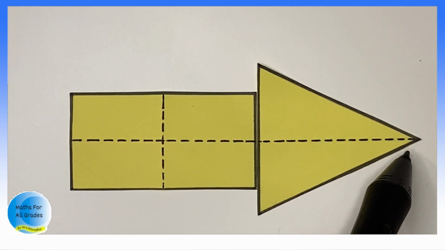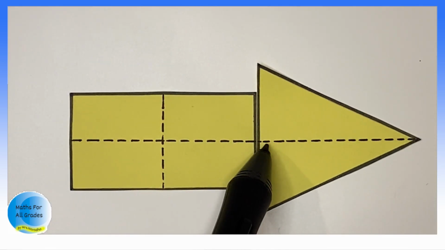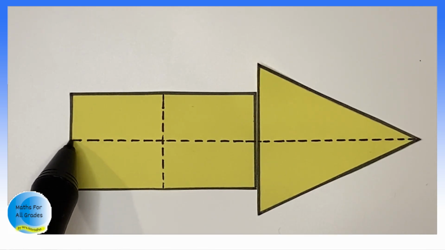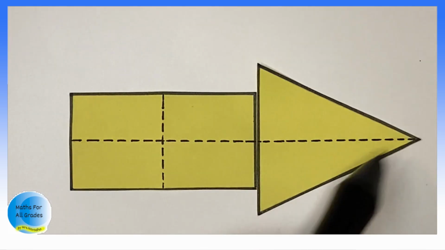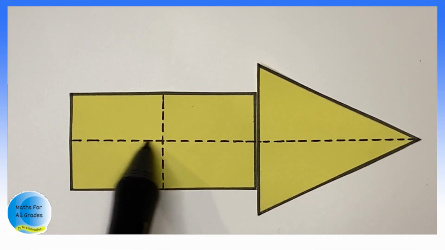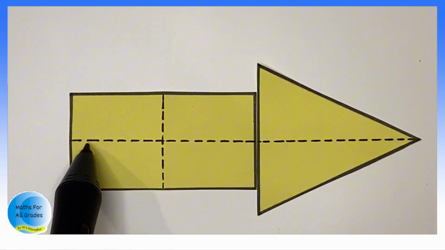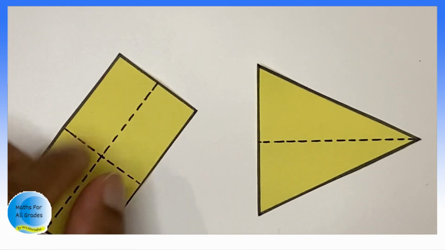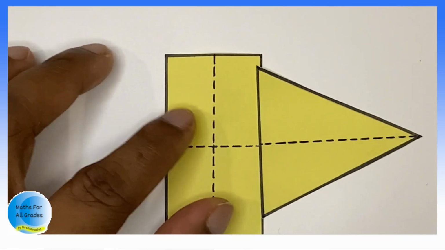Now you can see the axis of symmetry of the triangle is aligning with the axis of symmetry of the rectangle. We got an arrow shape here, and this is the new axis of symmetry of this combined figure. So this is one way to place it. You can also place it like this.